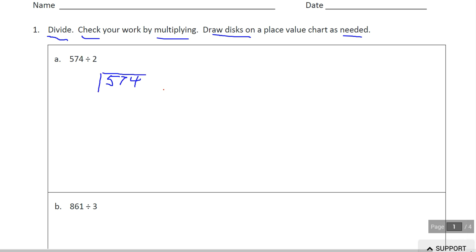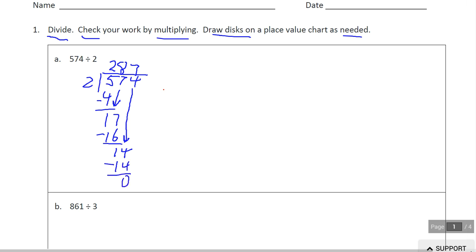574 divided by 2. Well, let's see. 2 goes into 5 2 times. 2 times 2 is 4. Subtract, and we'll bring the 7 down. And now we have 17. Well, 2 times nothing is going to equal 17, but 2 times 8 is 16. And then we're going to subtract. We get a 1. Bring that 4 down all the way. Okay, we got a 14 here. Now 7 times 2 is 14. Subtract, we get 0. And we have no remainder.